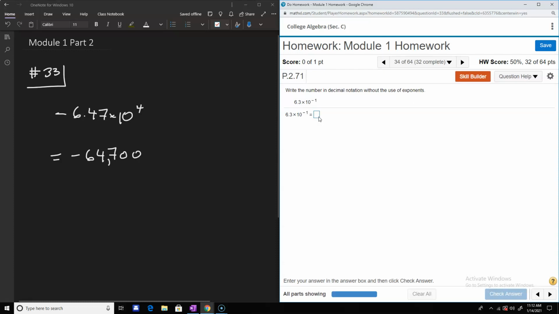For number 34, we have one finally where we're moving to the left. We have a negative exponent, so 6.3 times 10 to the negative first. We just move one place left, so that would make it 0.63.